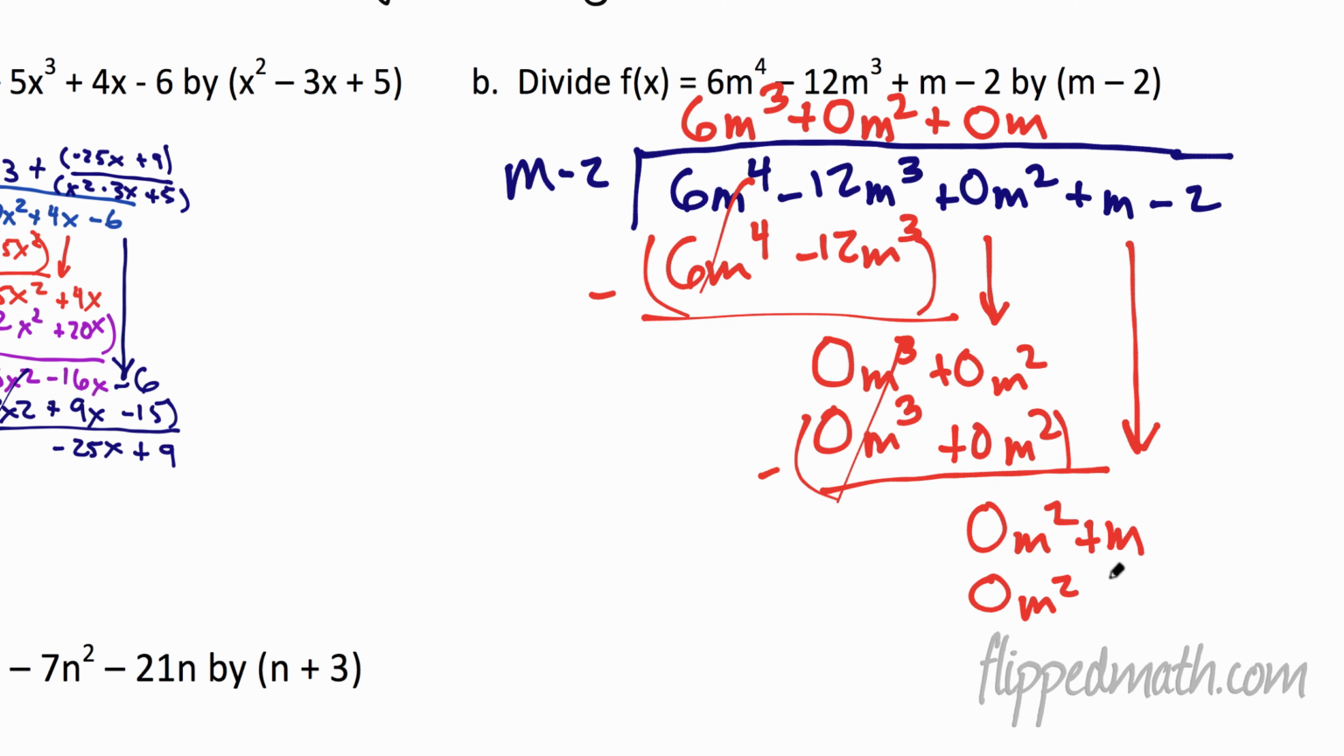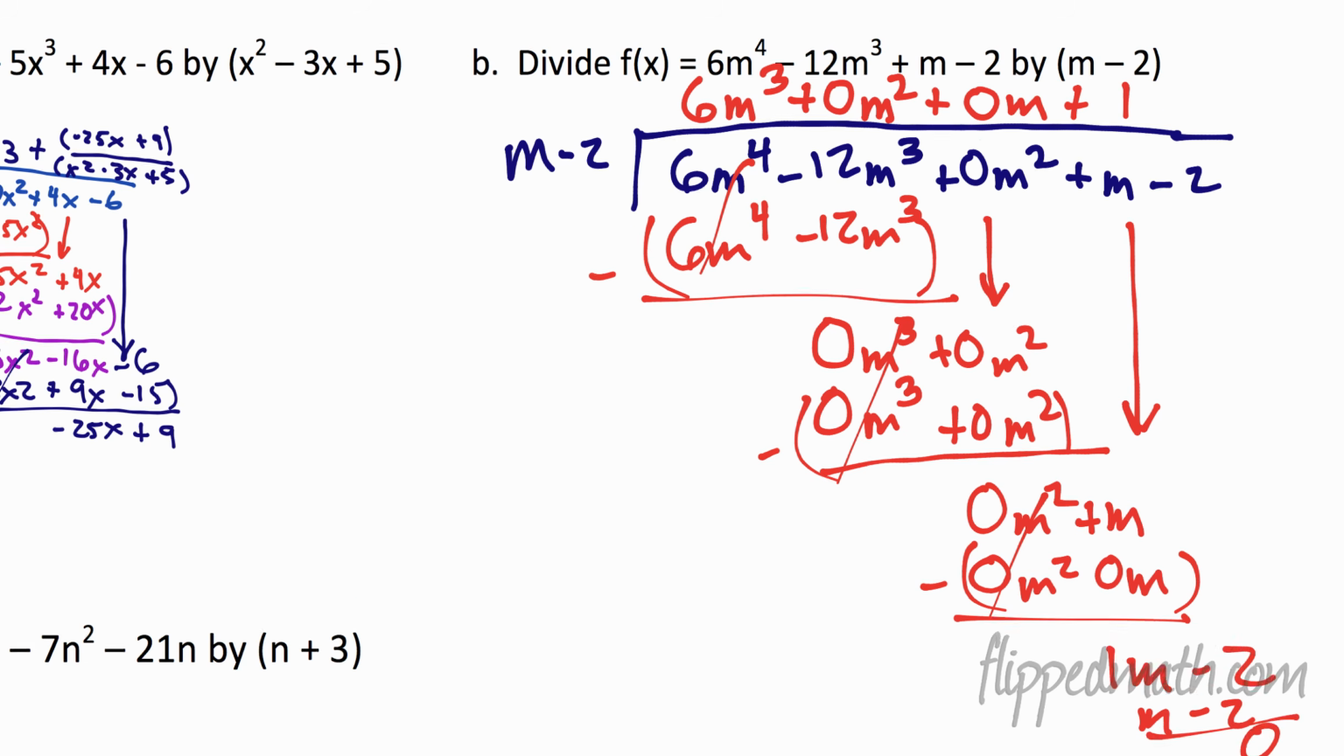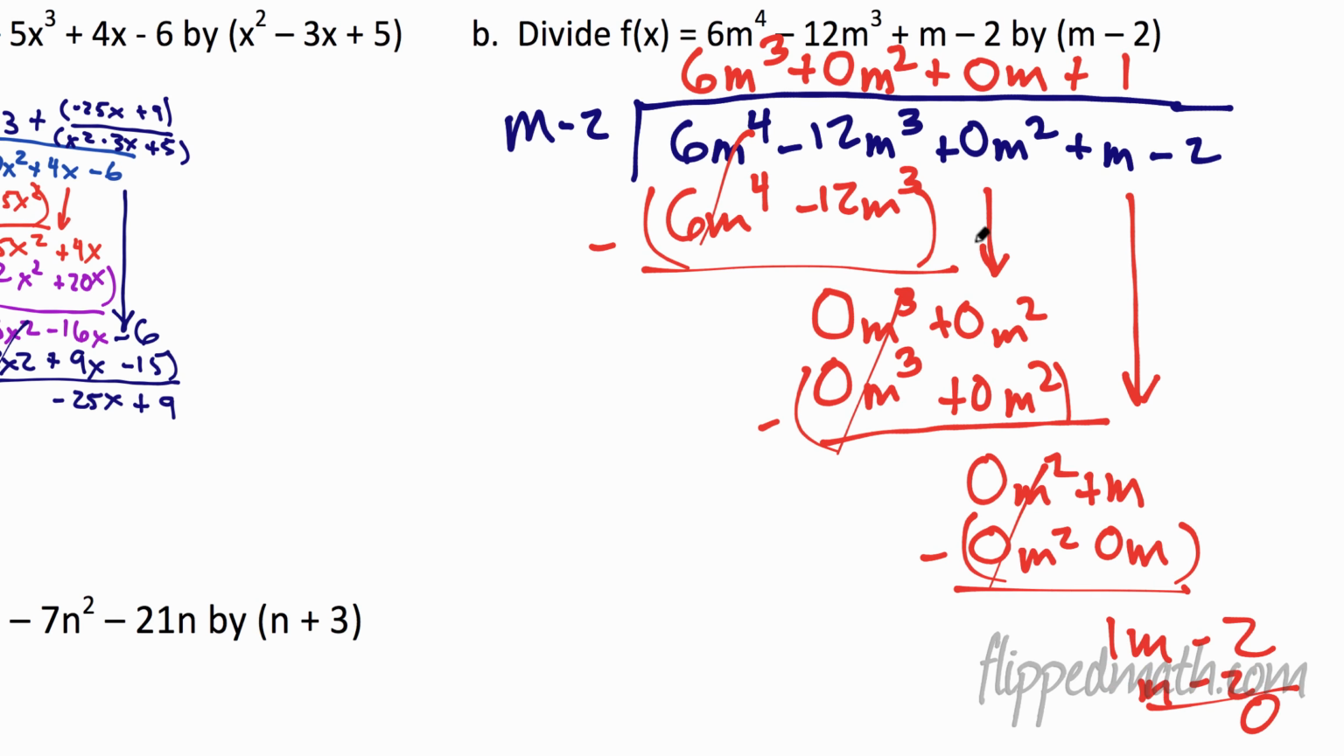You get 0m. Let's subtract now. So they cancel. 1 minus 0, that would be 1m. We're going to bring down that negative 2. So how do you go from m to 1m? You need a positive 1. So you multiply through, you get m minus 2. Guess what? They cancel out. You get a 0 at the bottom. So that 0 means there's no remainder. We're all done. Do we need to write these 0 terms? No, we don't. Final answer for B, 6m cubed plus 1.